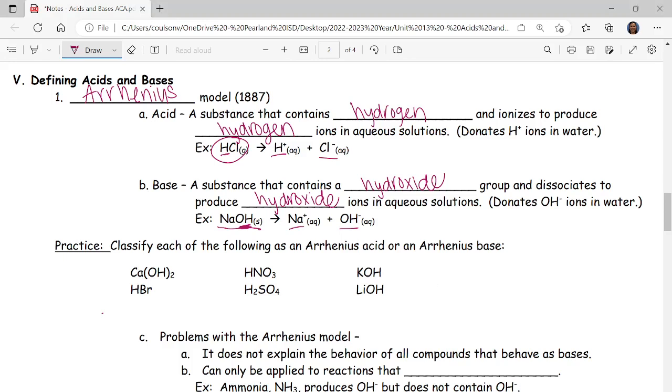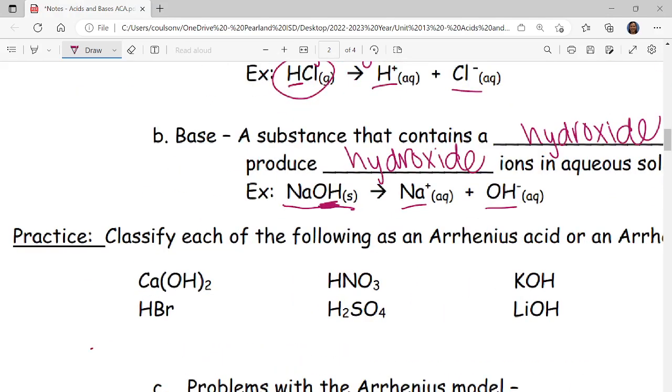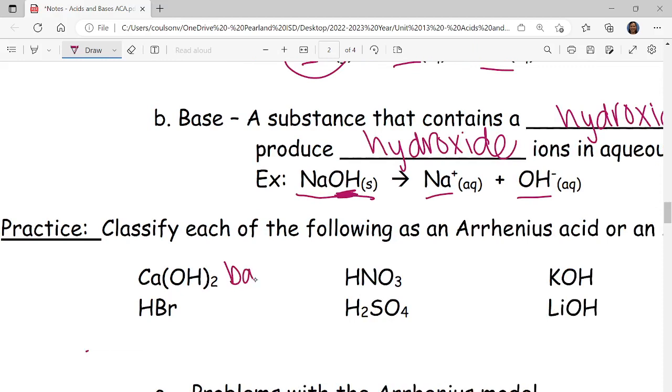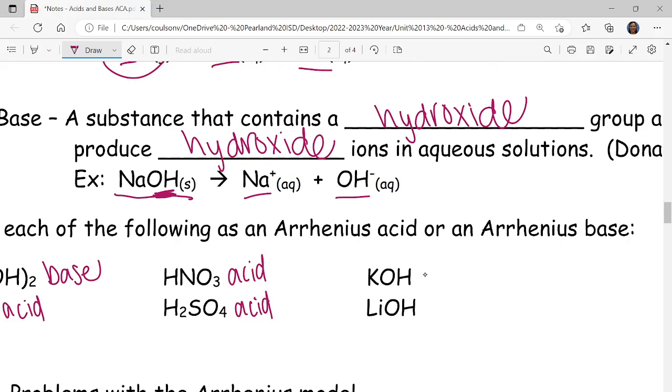All right, so on the first one, Ca(OH)2, is that an acid or a base? What about HBr? HNO3, H2SO4, KOH, and LiOH.